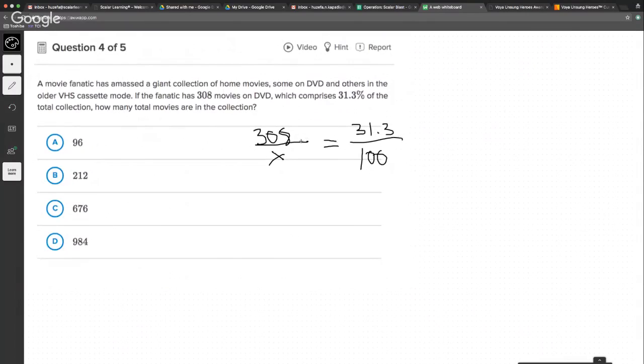So now we just do a little cross multiplication. Boom, boom. We get 31.3 equals 3,800. And then we just, oops, forgot the X. And then we divide both sides by 31.3.